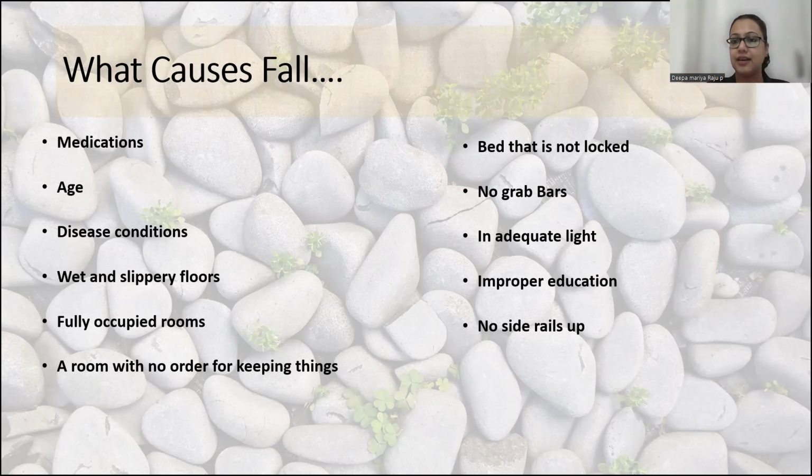We all are using beds which have wheels for easy transportation. But once we have transported or kept the bed inside the patient room and we didn't lock the wheels, then whenever the patient is moving from the bed, they can have a fall. No grab bars.